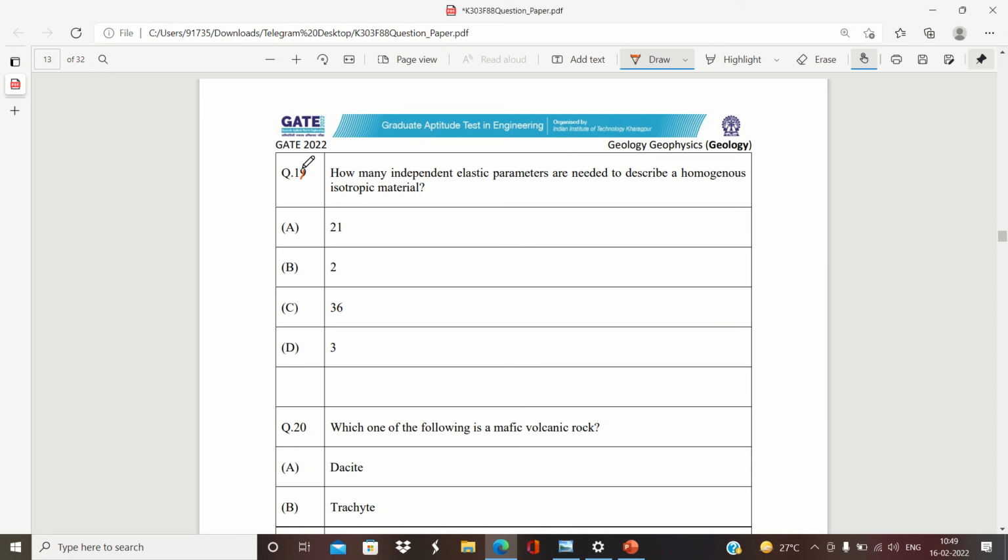Then another question is, how many independent elastic parameters are needed to describe a homogeneous isotropic material? For this we need a minimum of two elastic parameters to describe a homogeneous isotropic material. I don't know the exact explanation of this question, but the exact answer is 2.